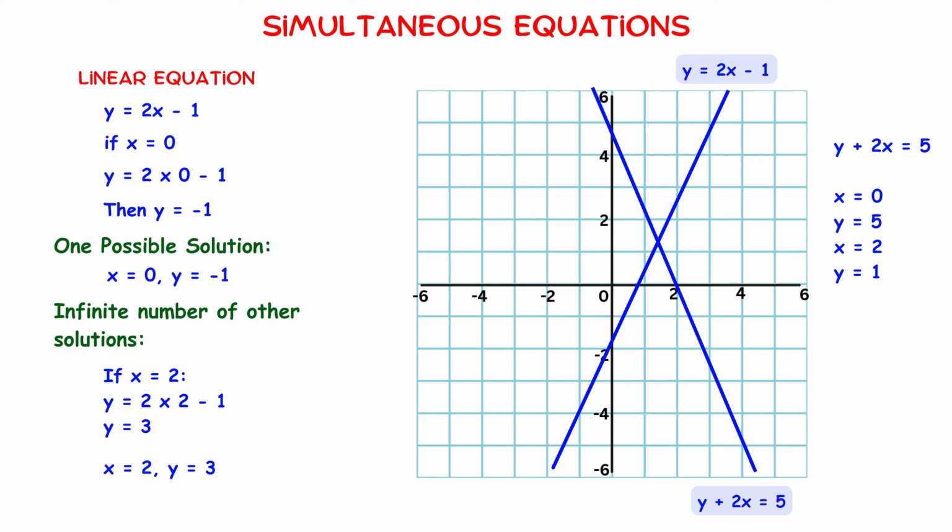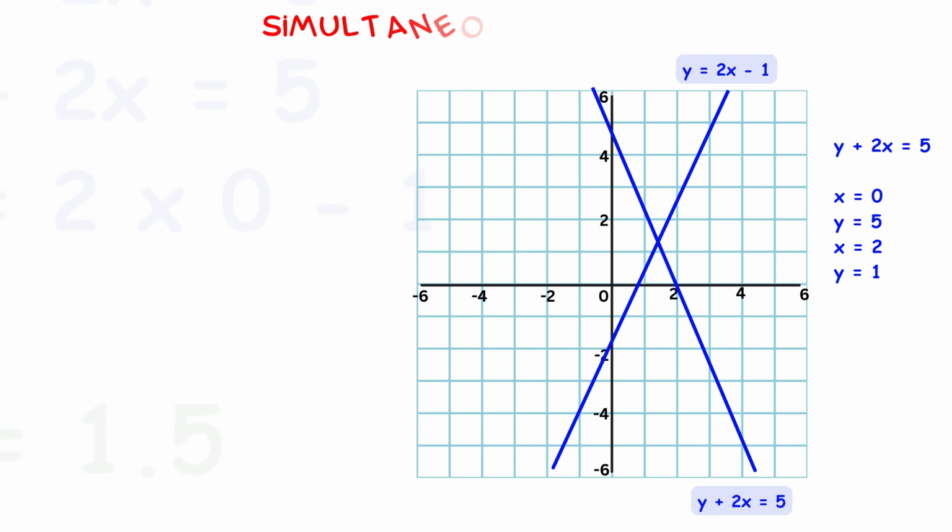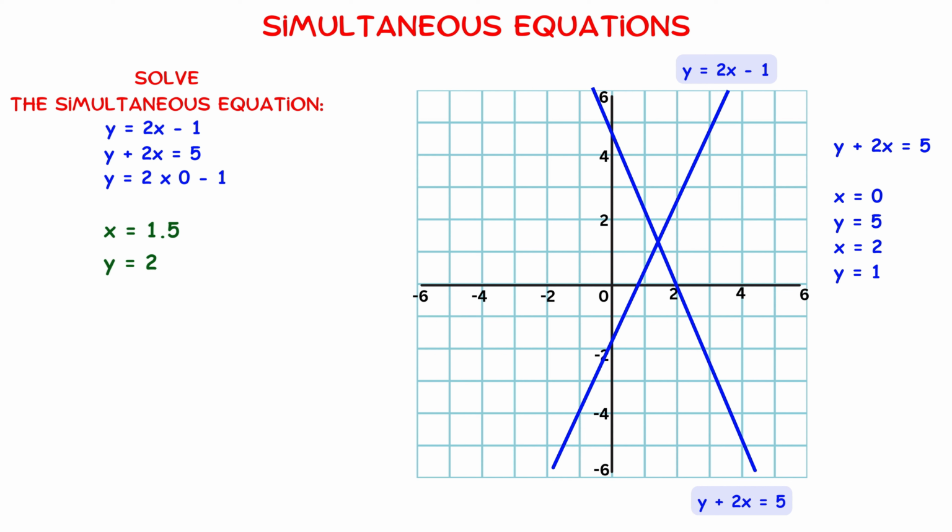Simultaneous equations. Now, even though we can't solve either of these equations by themselves, if we were instead asked to solve these simultaneous equations, y equals 2x minus 1 and y plus 2x equals 5, then that would be a different story, because we'd now be looking for the pair of x and y values that have solutions to both of the equations.